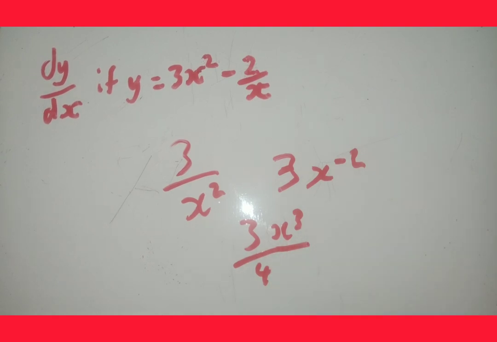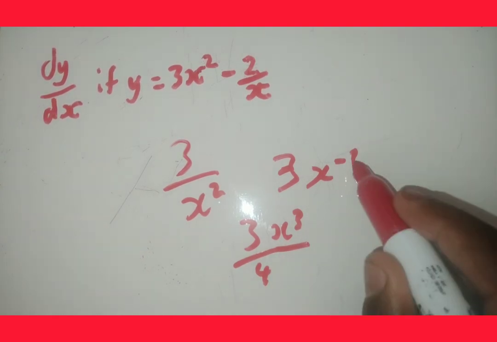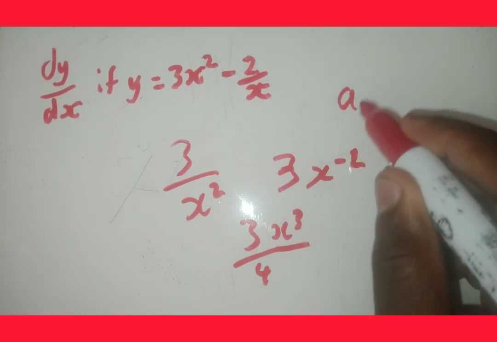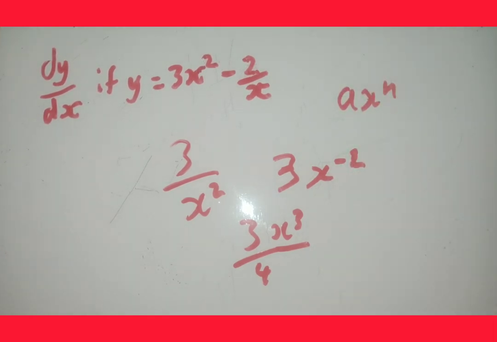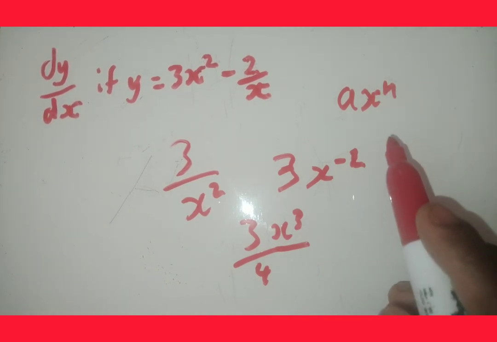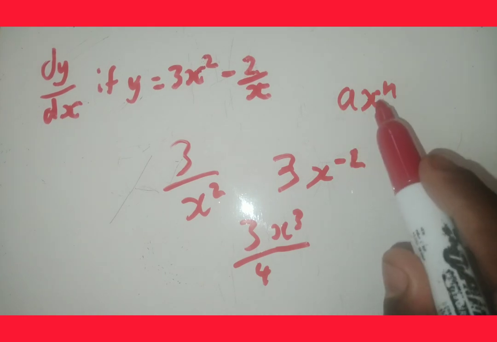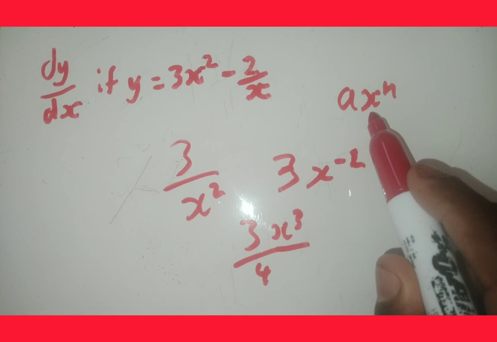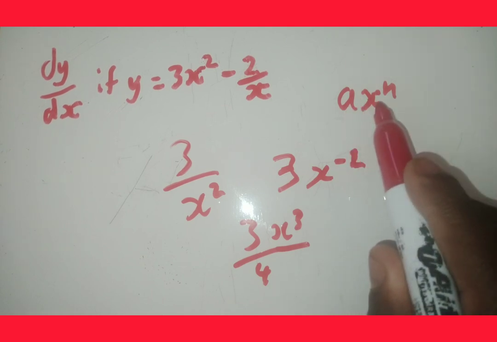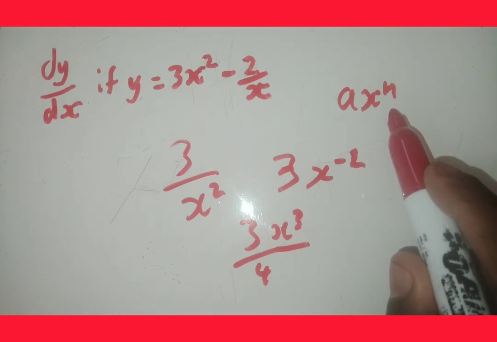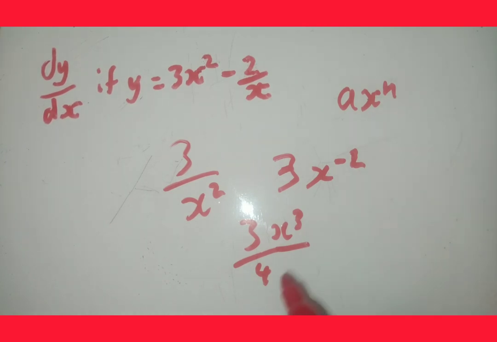If you have something like this and you want to change it into what we call a differentiable form, a differentiable form is anything in the form of ax to the power of n. For us to be able to derive something, it has to be in this form. We cannot derive something when it's in a fraction form. We have to have a coefficient, a variable, and an exponent for us to be able to derive it. So if we have this, it's not yet in a differentiable form.